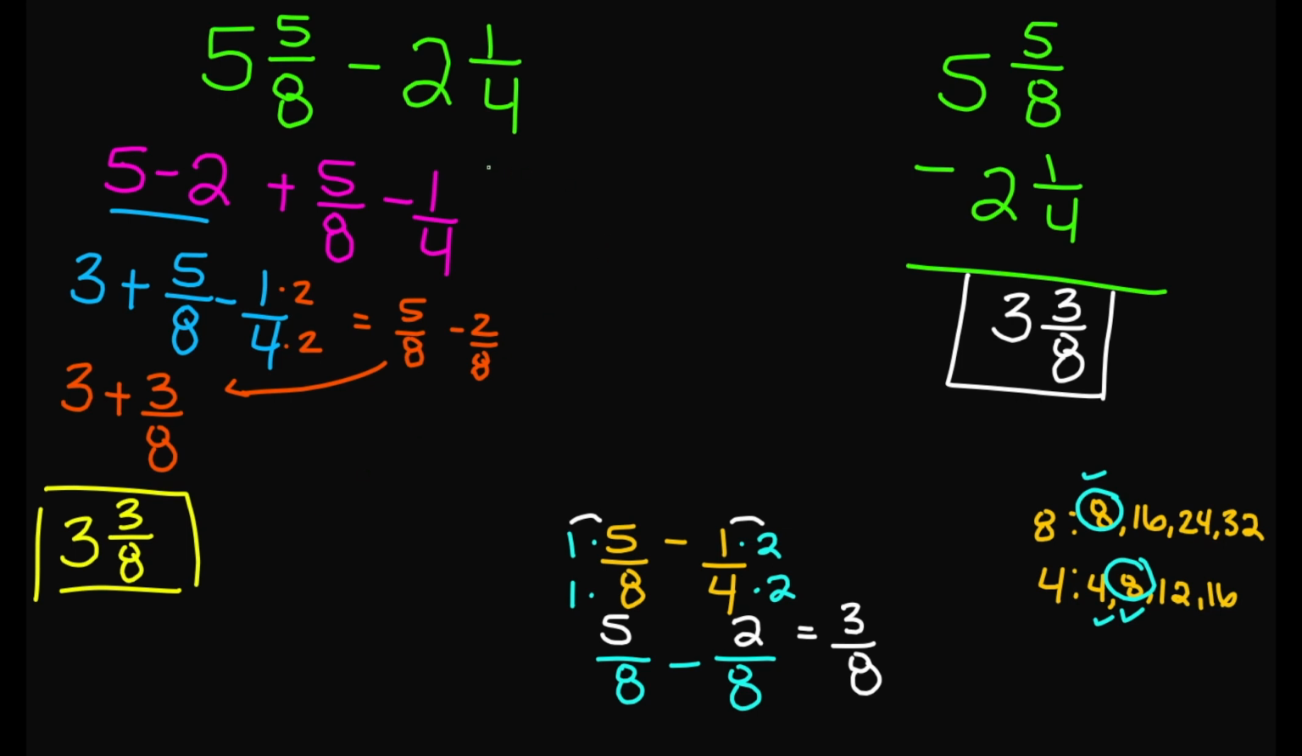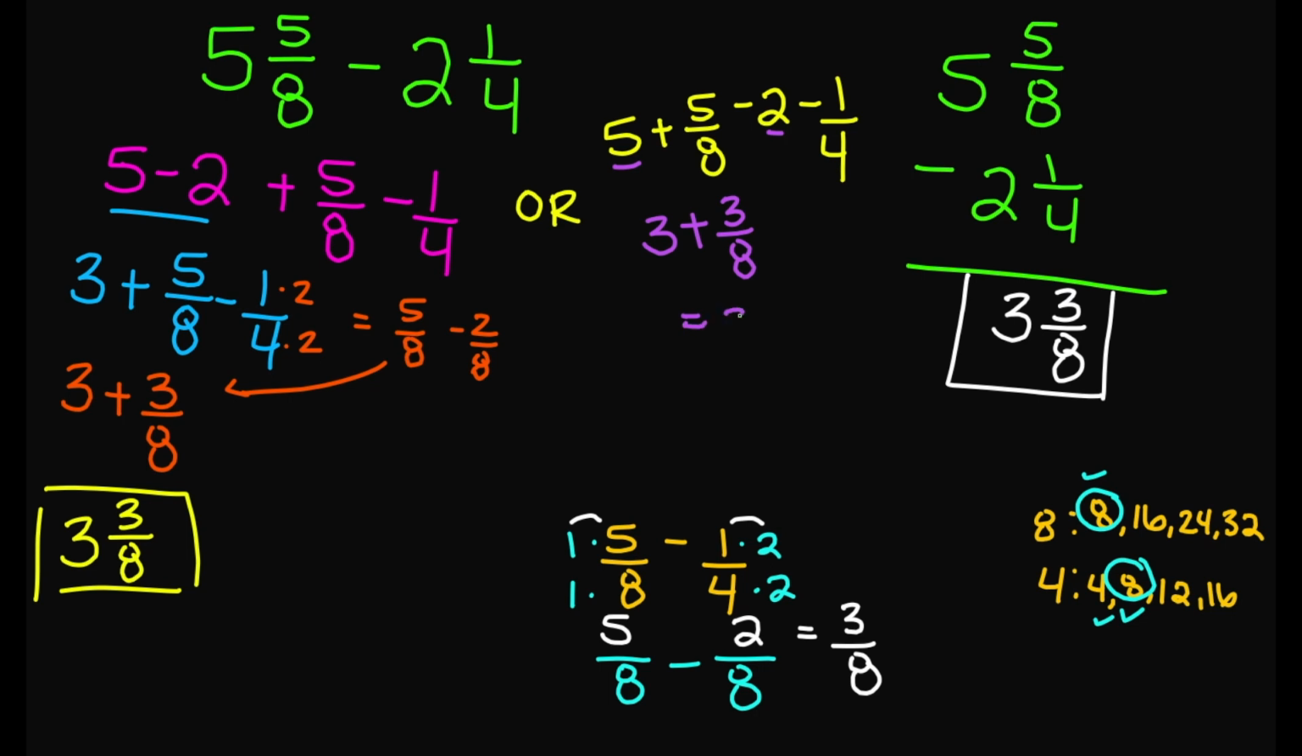Remember, guys, you can also expand another way. If you don't want to expand like this, you can also expand like 5 plus 5 over 8 minus 2 and then minus 1 over 4. This will also get you the same answer. So 5 minus 2 is 3. And then 5 over 8 minus 1 over 4. This is going to give you the 3 over 8 here. And then when you combine everything, you'll also get 3 and 3/8 as well. So keep that in mind. If you want to solve like this, you can expand like this, or you can also expand like this here.